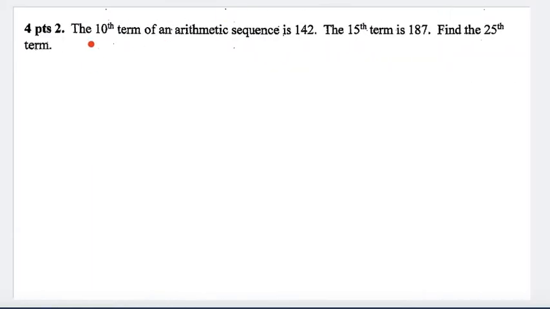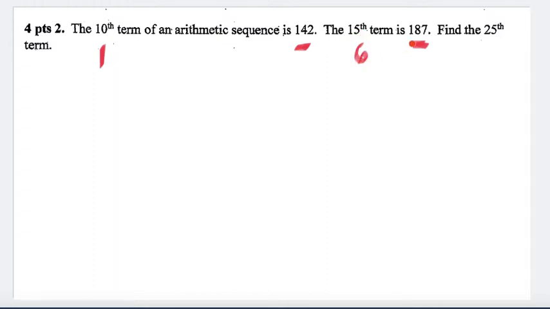Okay, this is a little trickier because they don't give you the first term, they give you the 10th term is 142. And the 15th term is 187. Find the 25th term. This is the way I tackle this. I'm going to treat the 10th term actually as the first term. That means it's 9 less than what it says here. So the 15th term minus 9 is 6.